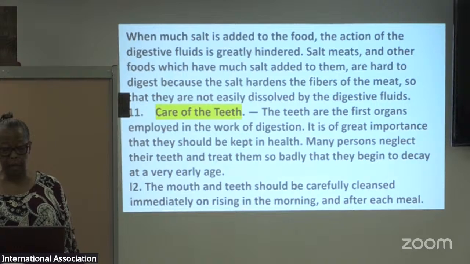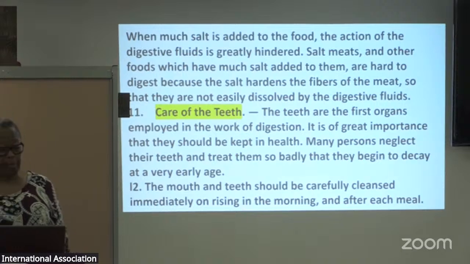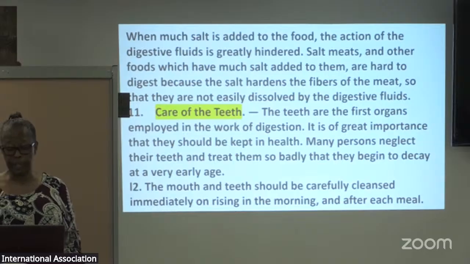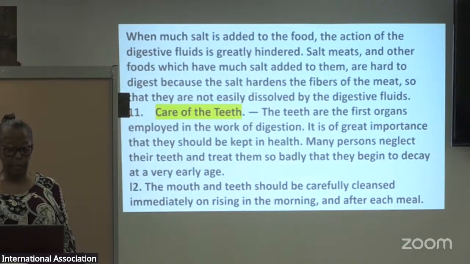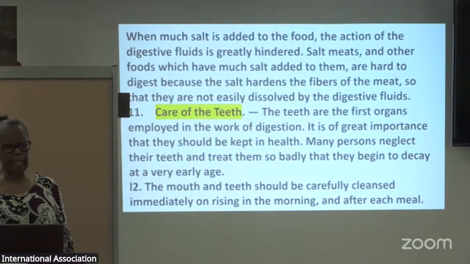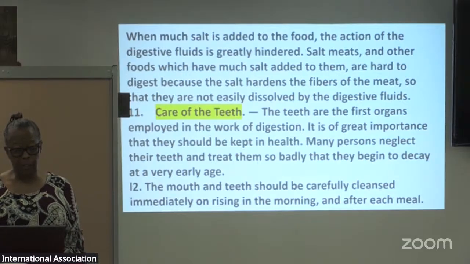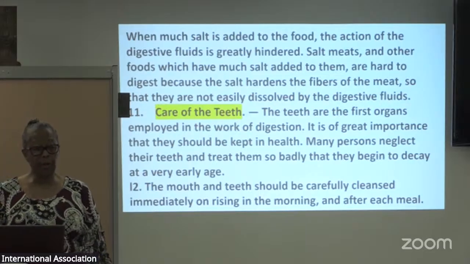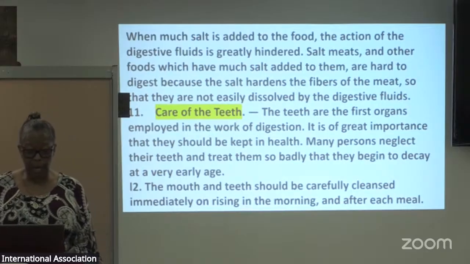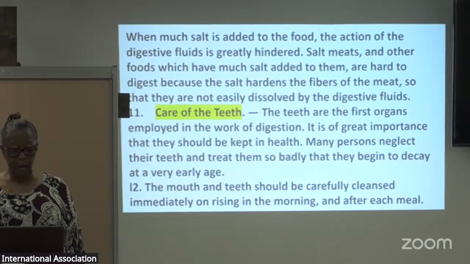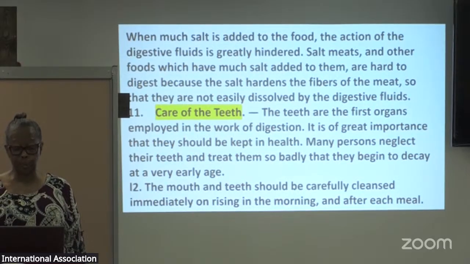Care of our teeth. The teeth are the first organs employed in the work of digestion. It is of great importance that they should be kept in health. Many persons neglect their teeth and treat them so badly that they begin to decay at a very early age. The mouth and the teeth should be carefully cleansed immediately on rising in the morning and after each meal.